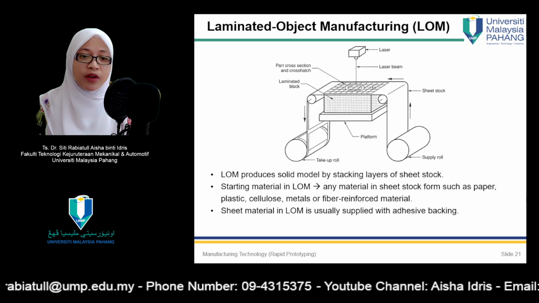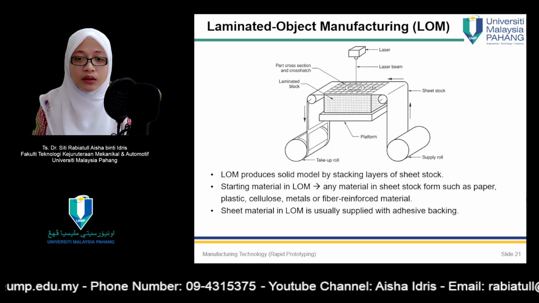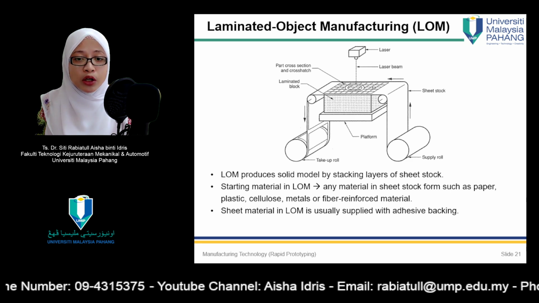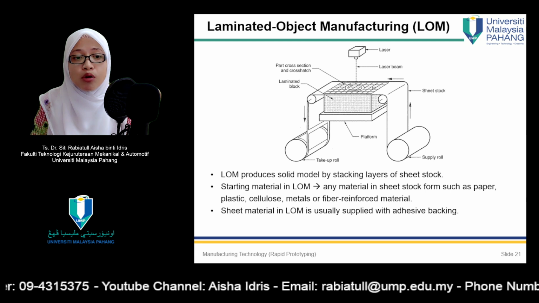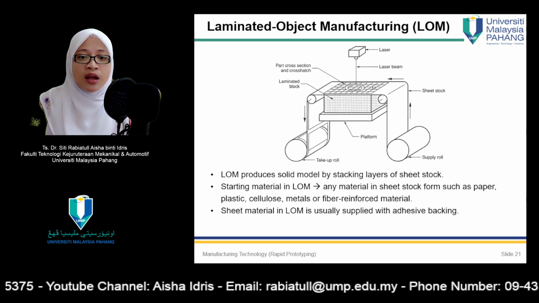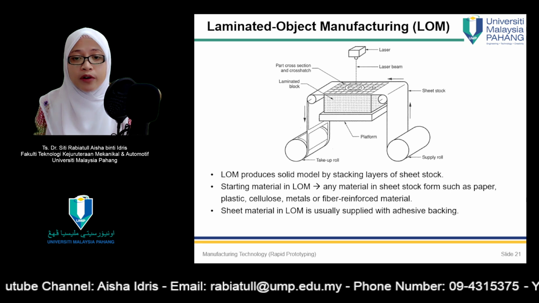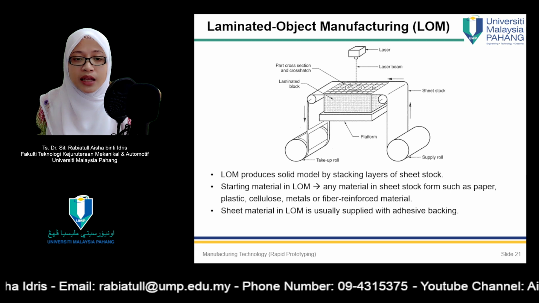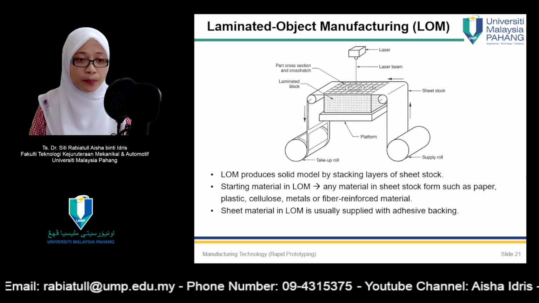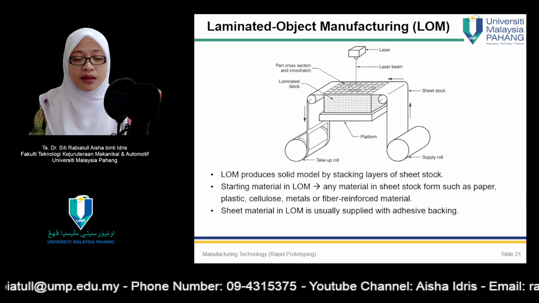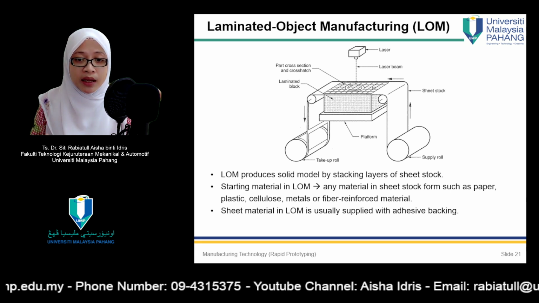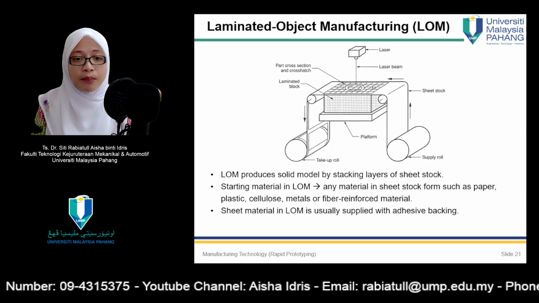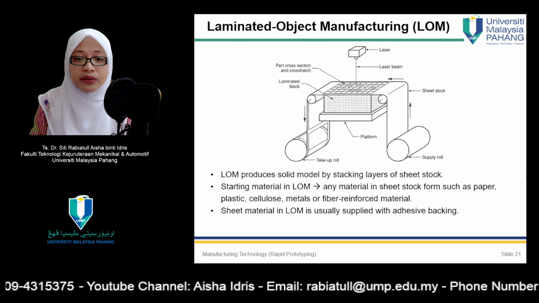Laminated object manufacturing, LOM, produces a solid physical model by stacking layers of sheet stock that are each cut to an outline corresponding to the cross-sectional shape of a CAD model that has been sliced into layers. The layers are bonded one on top of the previous one before cutting. After cutting, the excess material in the layer remains in place to support the part during building. The starting material in LOM can be virtually any material in sheet stock form, such as paper, plastic, cellulose, metals, or fiber reinforced materials.